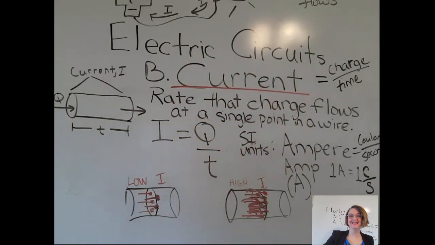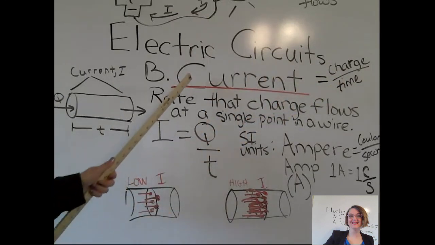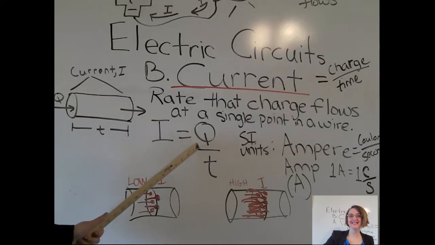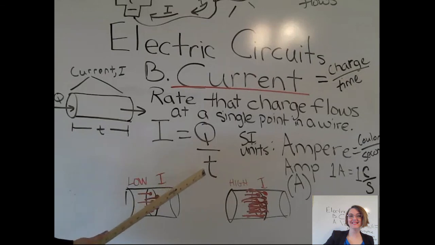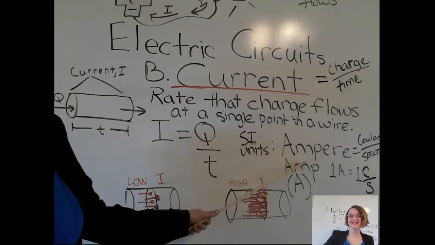We can express current mathematically with the equation charge divided by time. The symbol for current that we use is the letter I. C is used for coulombs, it's used for capacitors, and so they've chosen I to represent current. So capital I represents current, and since current is equal to charge, we use Q to represent charge, divided by T for time. The SI unit for current is named the ampere.